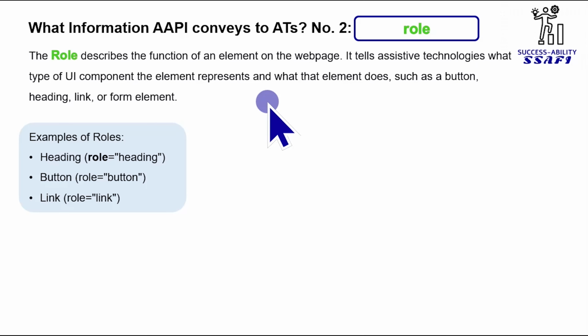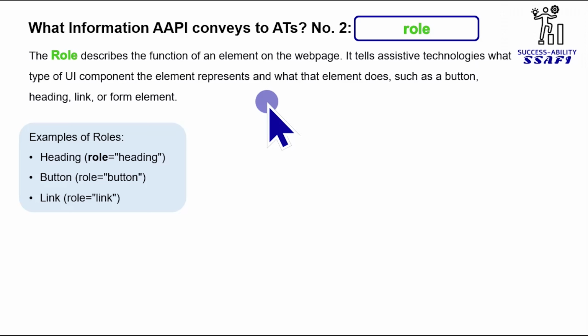Another piece of information that accessibility APIs transmit to assistive technology is the role of an element. Role describes the function of an element on a web page. It tells assistive technology what type of UI component the element is and what it does. We call it what type of affordances it has. So for example, if it's a button, it can be activated. If it's a heading, it's just for information. There is no interaction connected to it. If it's a link, it can be activated or clicked. And form elements can be filled out and a form can be submitted, right?